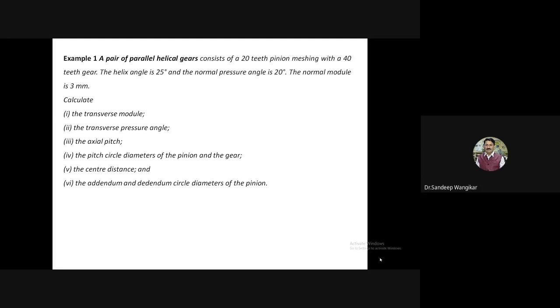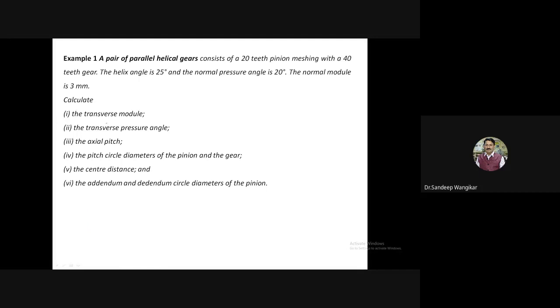So we will be taking two numericals in this case, simple dimension calculation numericals for helical gear. Let us start with problem number one. A pair of parallel helical gear consists of a 20 teeth pinion meshing with a 40 teeth gear. The helix angle is 25 degree and the normal pressure angle is 20 degree. The normal module is 3 millimeters. Let us first write down what is given.